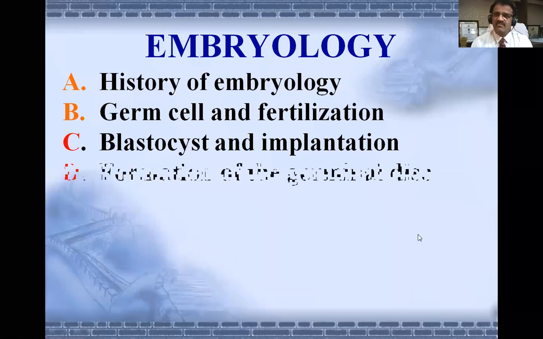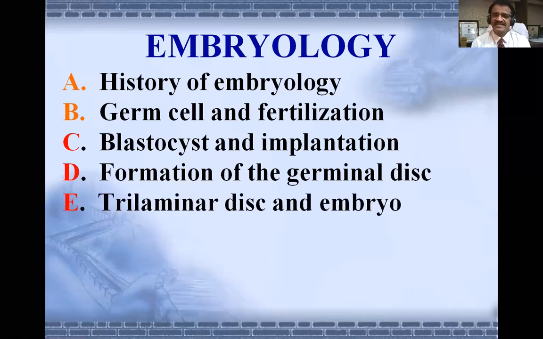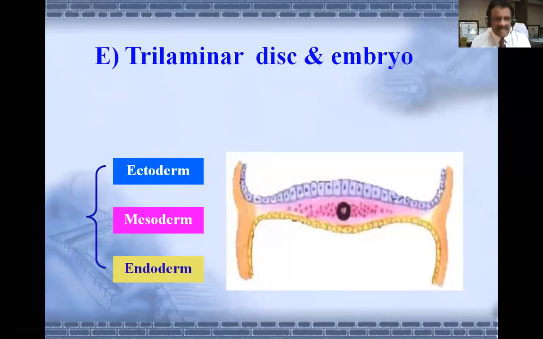Yesterday we also studied the formation of the germinal disc, mainly the formation of the bilaminar germinal disc. The third is trilaminar. The third layer is to be formed, and we saw some glimpses of that yesterday. So today we will study the trilaminar disc and embryo. This is our topic of study today. The remaining two parts, F and G, we will study on the next consecutive days. So we have to finish this topic today itself. Please do not disturb me in between.